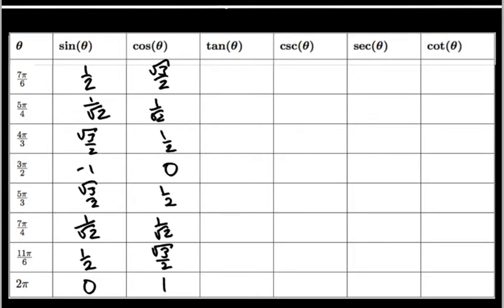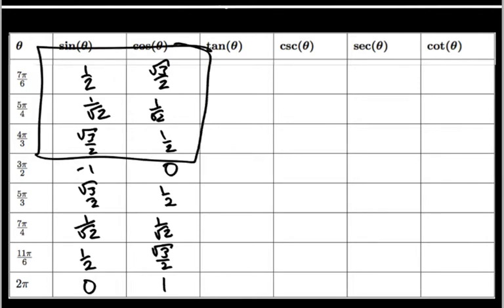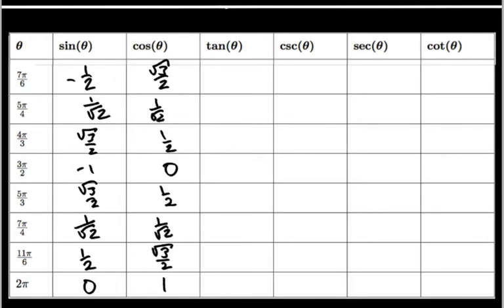All right, now let's get tangent. Oh, wait. We got to get the positive and negatives first. These are in the third quadrant where both x and y are negative. So that's all negative. And then over here, these are all in the fourth quadrant where only the y value is negative. There, easy.